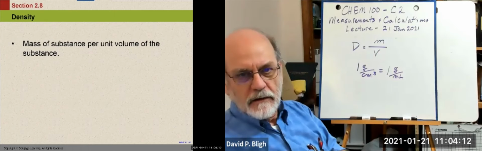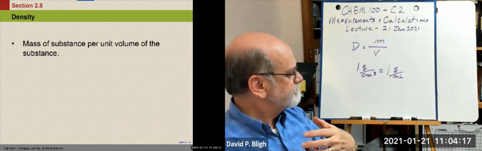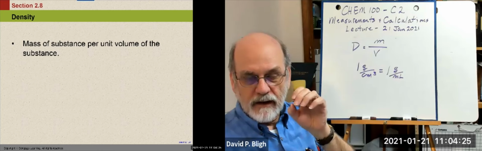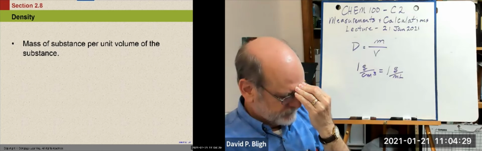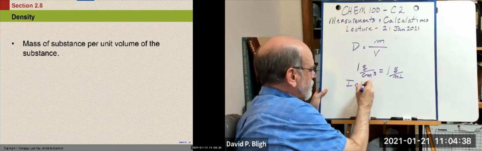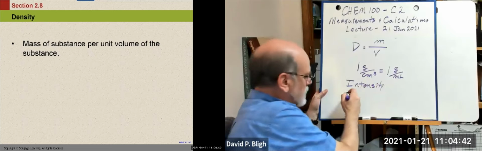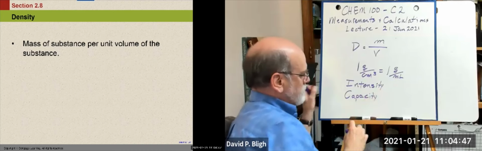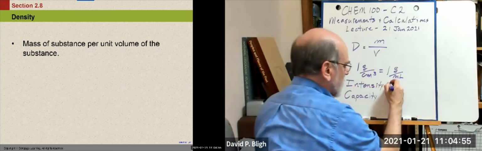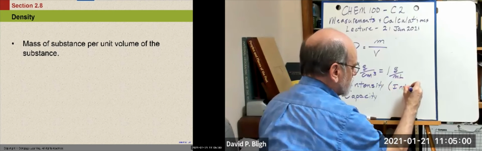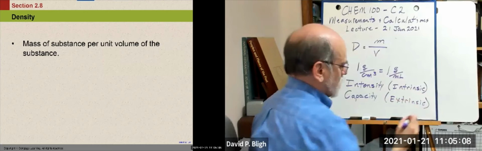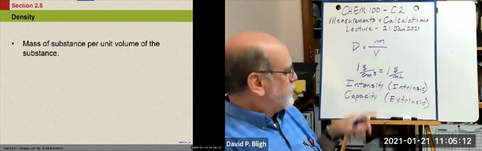Okay, that's density. Now, in the sciences, we can subdivide values, numbers in particular, as either intensity factors versus capacity. Now, your textbook and a lot of other scientists in the highbrow universities like to call these intrinsic versus extrinsic. But that doesn't have the same meaning to me. I prefer intensity versus capacity.